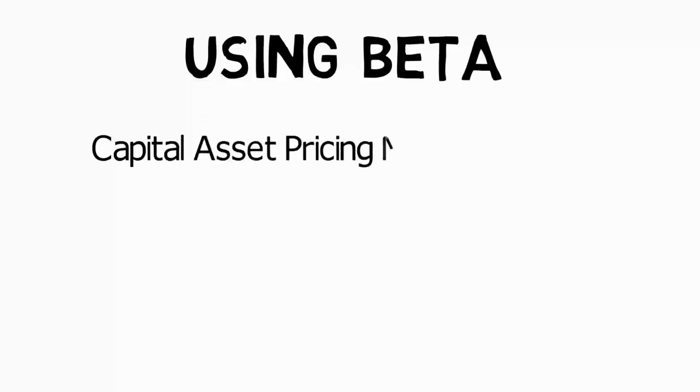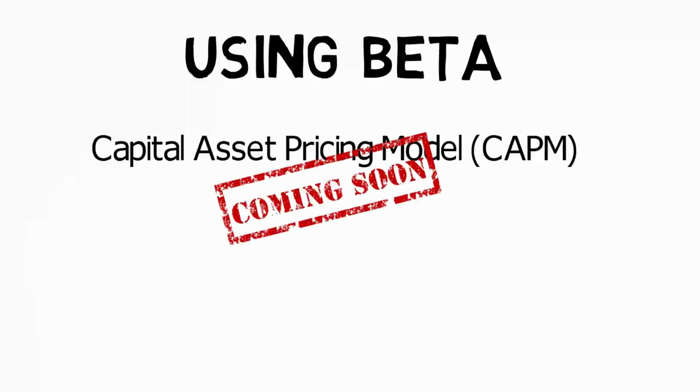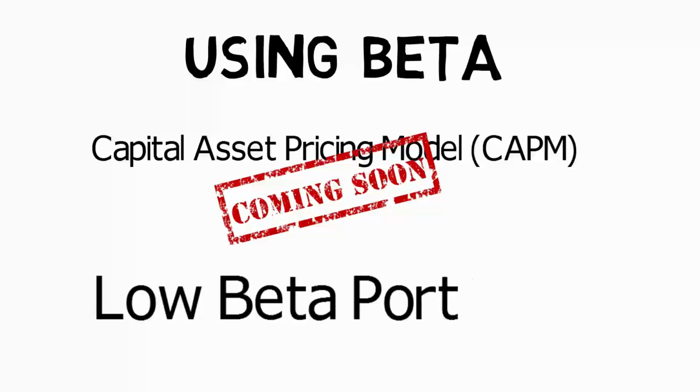Beta is used in a few different ways. It can be used in the capital asset pricing model, often called CAPM, to obtain the cost of equity. I'll be doing a video on CAPM at some point in the future. I've also seen entire portfolios designed to hold low beta stocks, with the idea that they should be less volatile than the market, and in theory, more stable.